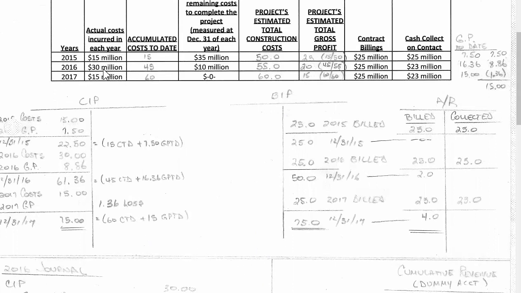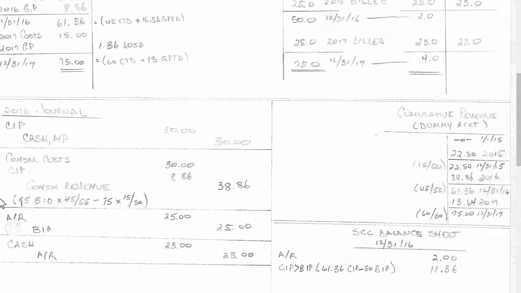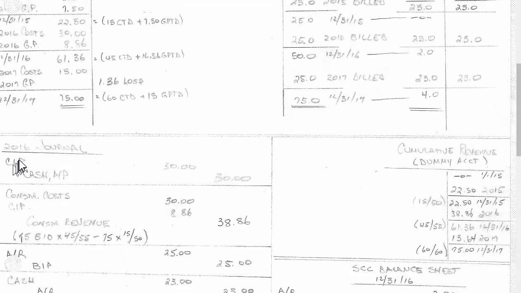The additional $30 million of construction costs would be added to the construction in progress account, and we would show the $8.86 million of additional gross profit. So the beginning balance plus 2016 costs plus the gross profit of $8.86 million would give a $61.36 million construction in progress at 12/31/16.